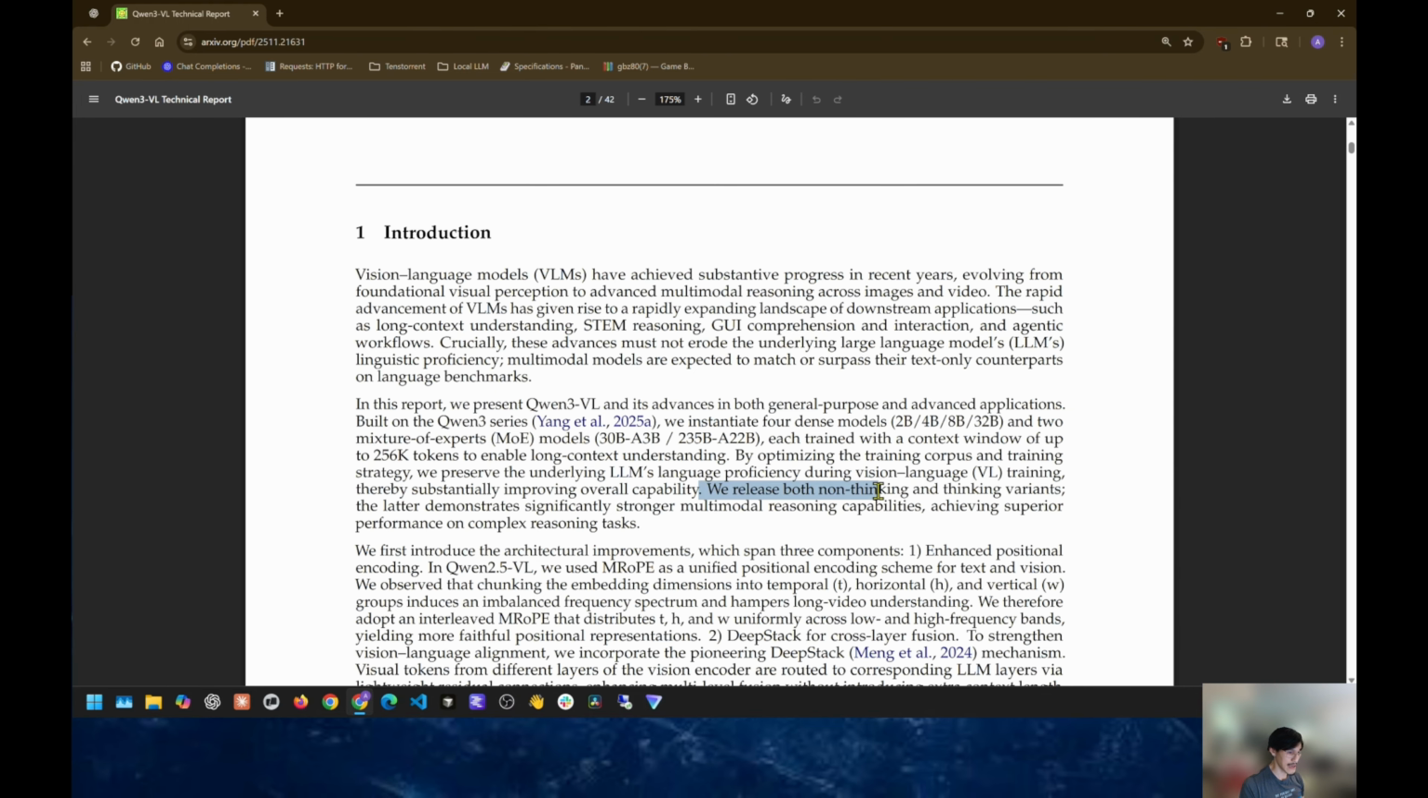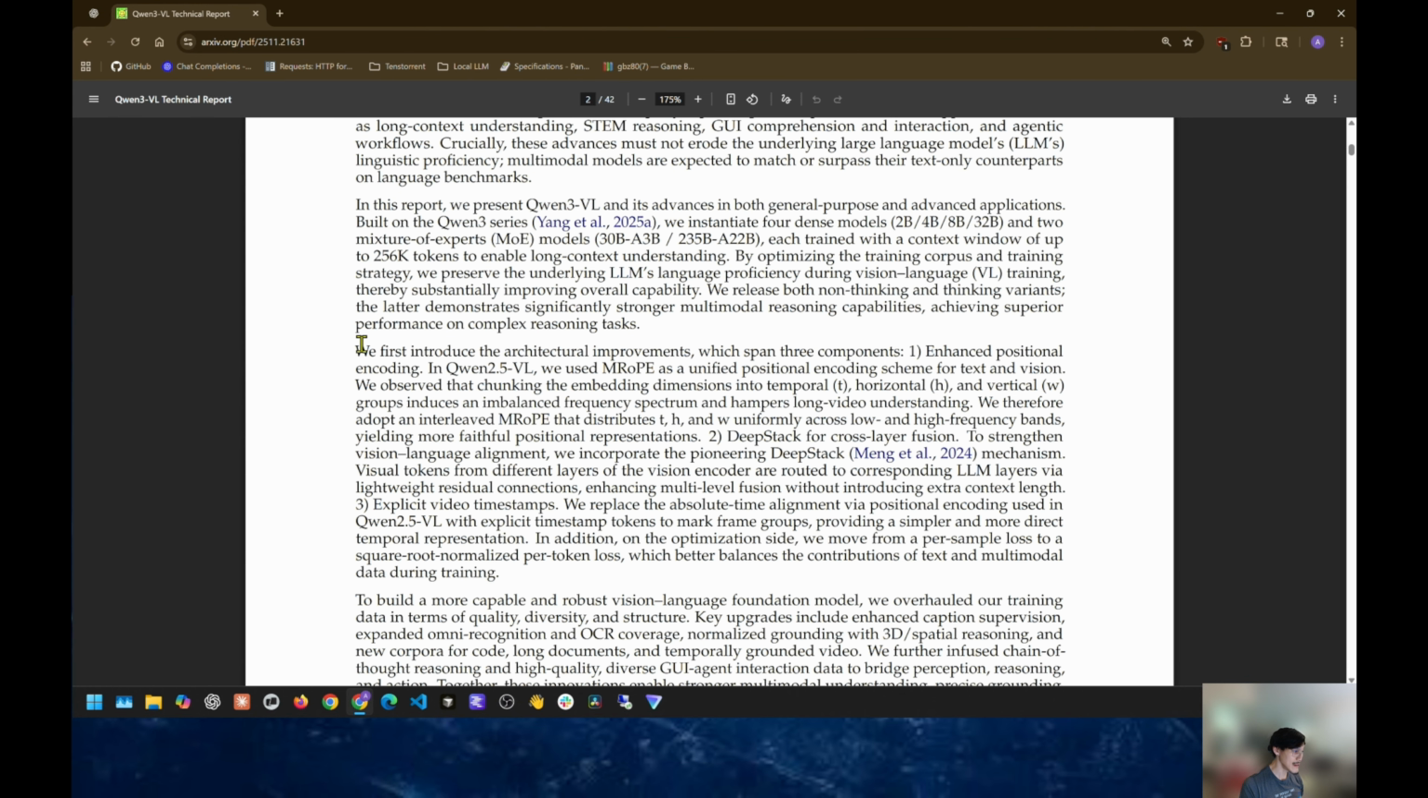We release both non-thinking and thinking variants. The thinking variant demonstrates significantly stronger multimodal reasoning capabilities, achieving superior performance on complex reasoning tasks. We first introduce the architectural improvements, which span 3 components. First, enhanced positional encoding. In Qwen 2.5 VL, we use MROPE as a unified positional encoding scheme for text and vision. We observed that chunking the embedding dimensions into temporal T, horizontal H, and vertical groups induces an imbalanced frequency spectrum and hampers long video understanding.